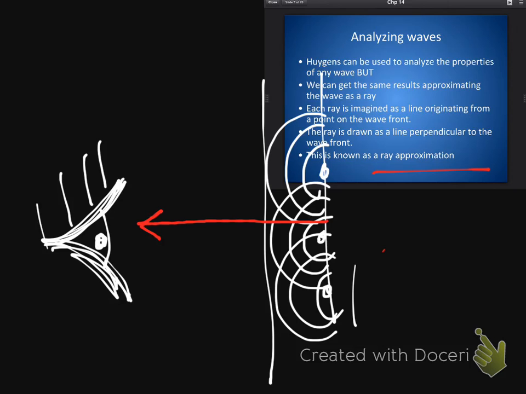Okay? This is called a ray approximation, and you're going to use this when you attempt to figure out graphically where images will form in mirrors. Do you remember graphic vector analysis? Okay. We're going to do graphic ray analysis. It's better than it sounds.